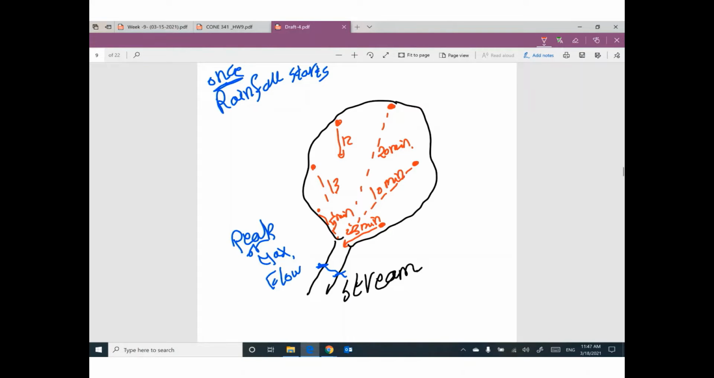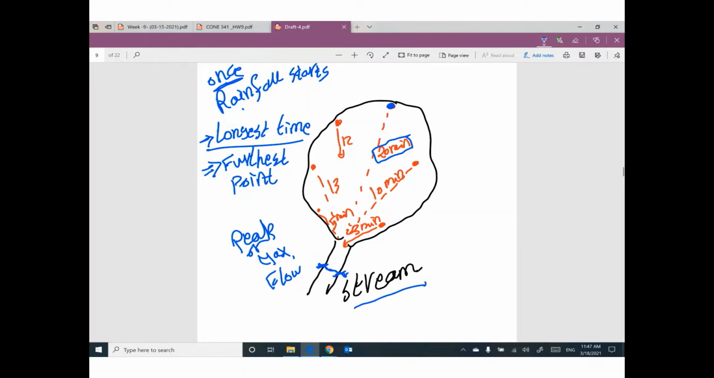The longest time, the farthest path. Can you see these two expressions? Longest time, or the farthest point. We have here, this is the farthest point. This is the longest time. So after 20 minutes of starting the rainfall, we can reach the peak discharge in the stream.